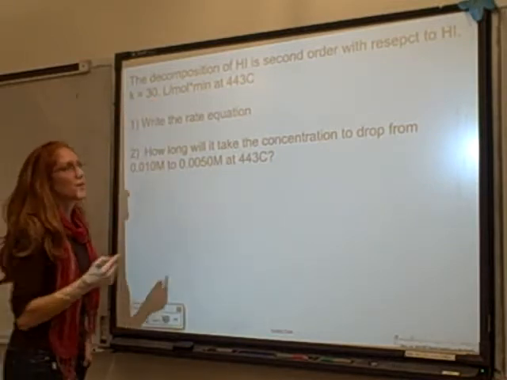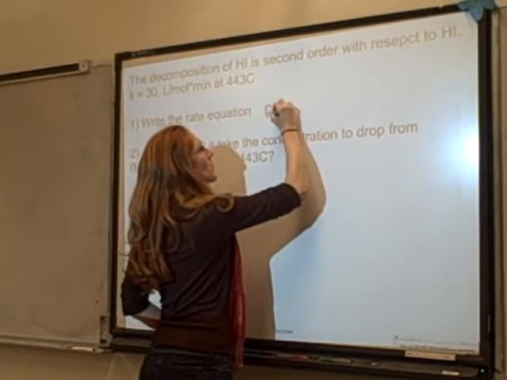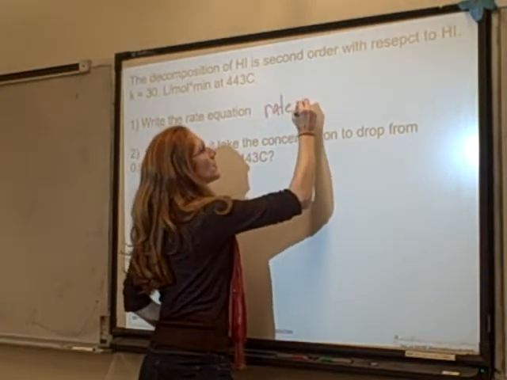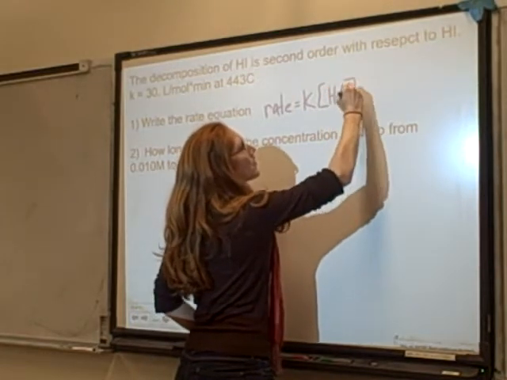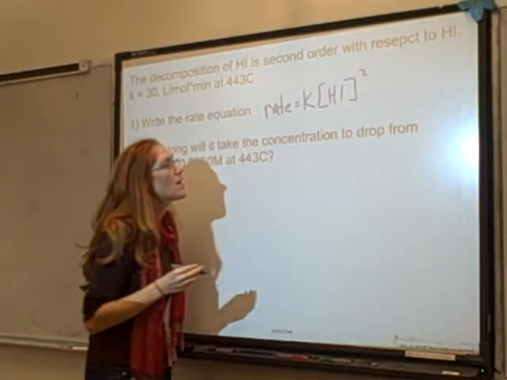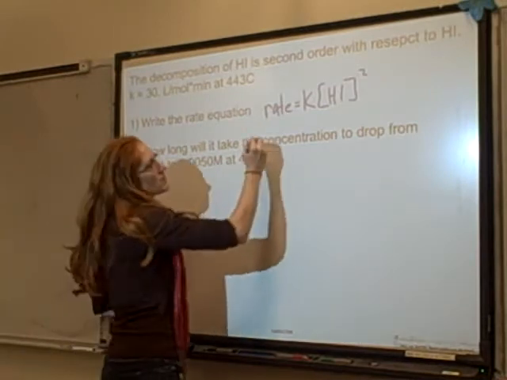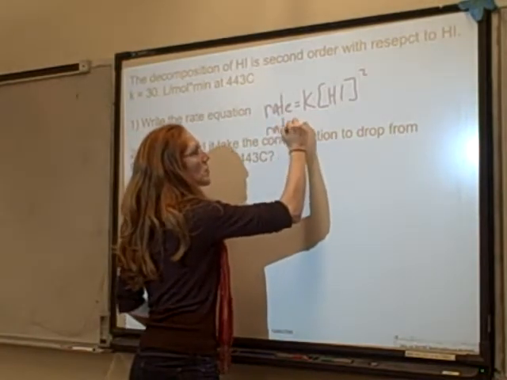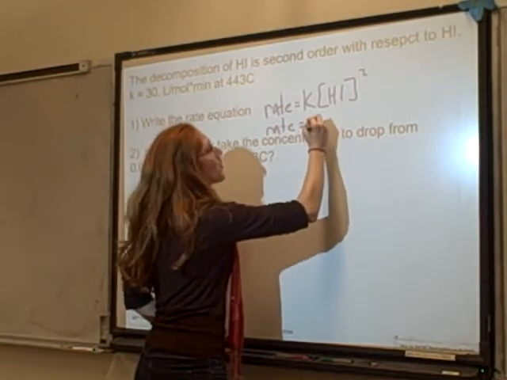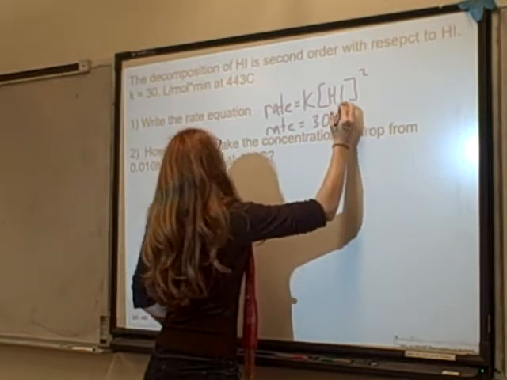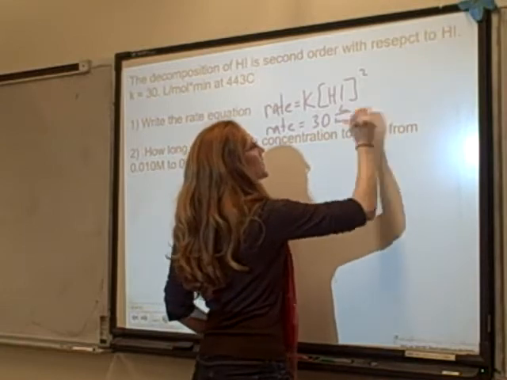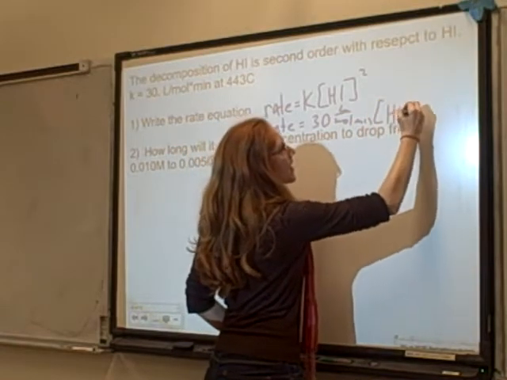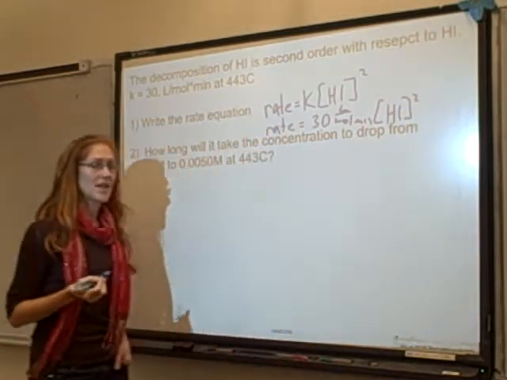Write the rate equation. Rate equation is just that simple thing, rate equals K times concentration of your thing raised to whatever power, 2 in this case. I could put the K in, and I should make sure at some point on my test I show that I know that. 30 liters per mole minute times the concentration of HI squared, because it's second order.